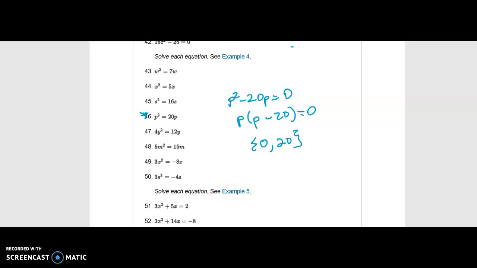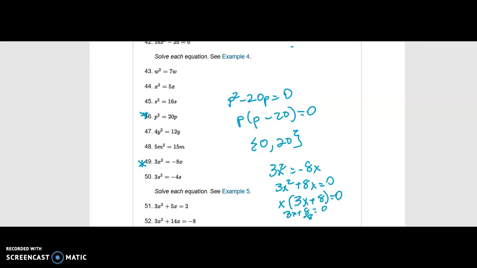So don't let a problem like this, where you have variables on both sides, throw you. Like if we look at 49, you could have 3x squared equals negative 8x. Add 8x to both sides, so I get 3x squared plus 8x equals 0. Is there a GCF? Yes. x, and then I have x times 3x plus 8 equals 0. And so then you're going to end up with a fraction. So you're going to have x equals 0 here, or 3x plus 8 equals 0.